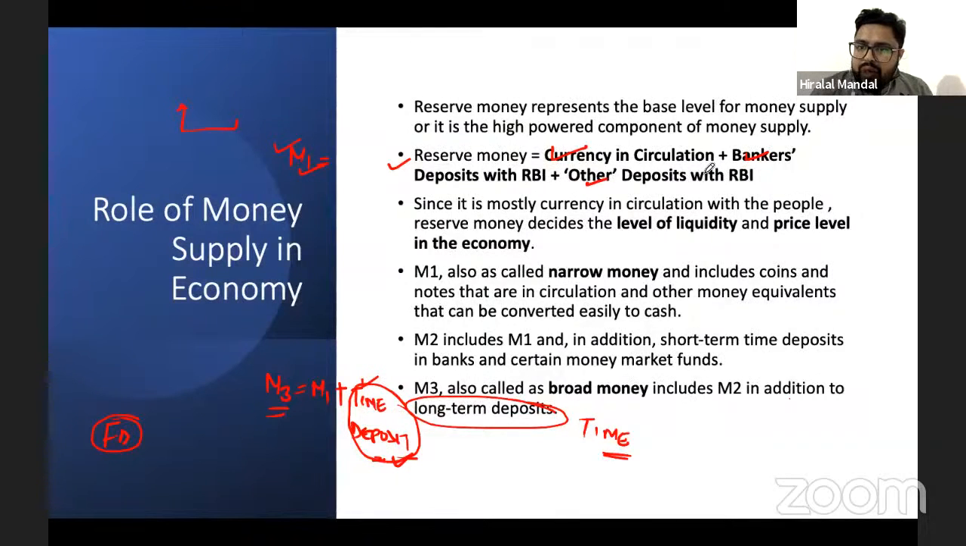It's M2 according to me, according to the M3 point. I'm not able to understand. Jaswant, can you please repeat?